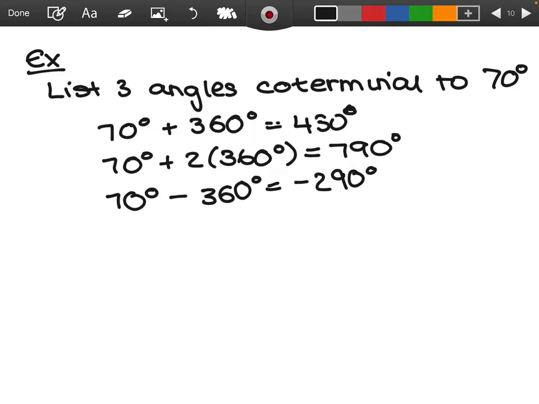So like I said, you can go in both directions here. Just add and subtract multiples of 360 from your initial angle and you'll get angles that are coterminal to the original angle.